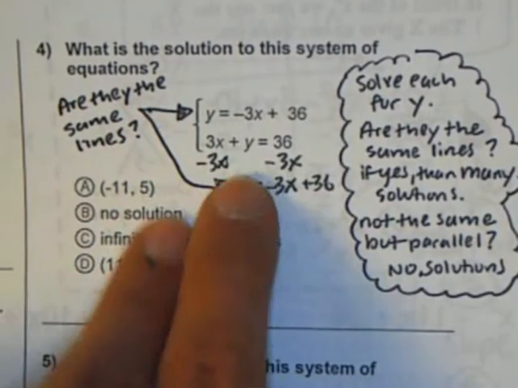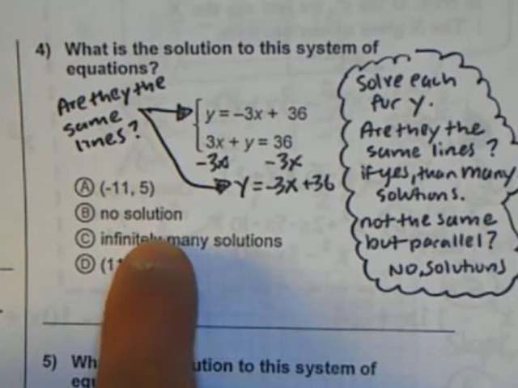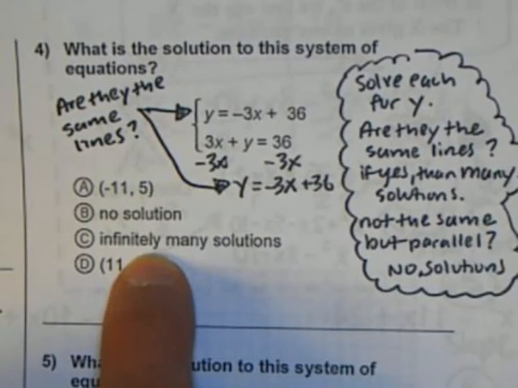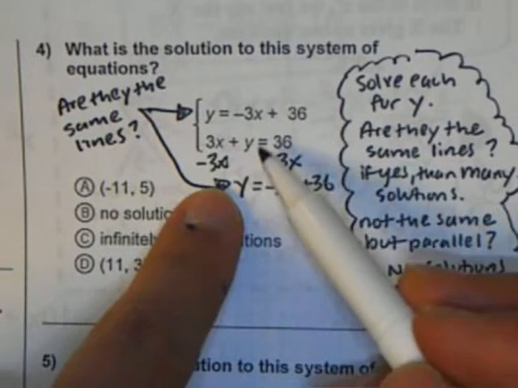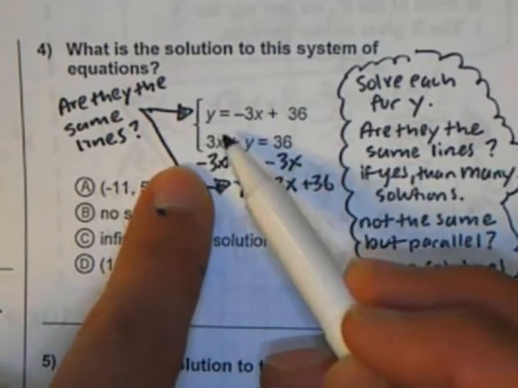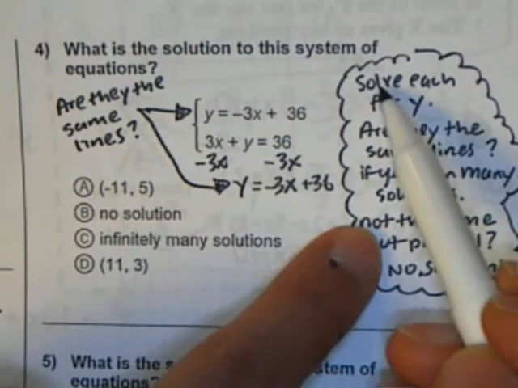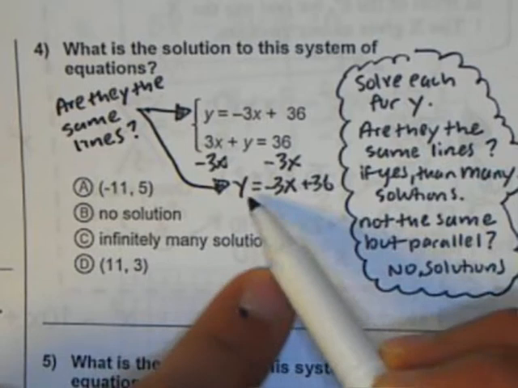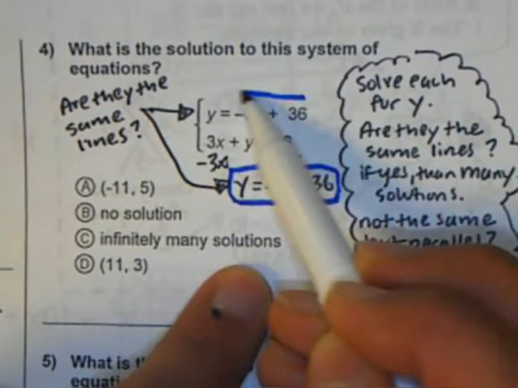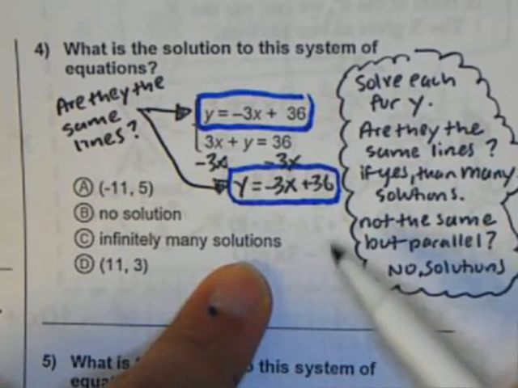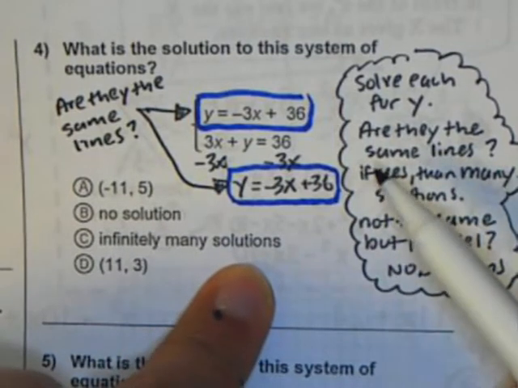Remember, whenever you have answers like these right here, no solution and many solutions, usually it's one of these answers, okay? So try and see if it's one of those. To do that, make sure that they're both solved for y. That's what it says here, solve each of them for y. And when you do, then all you need to do is check to see if they're the same equation. And if they're the same equation, you know that there are many solutions.